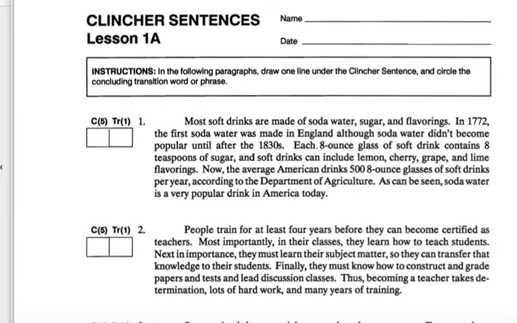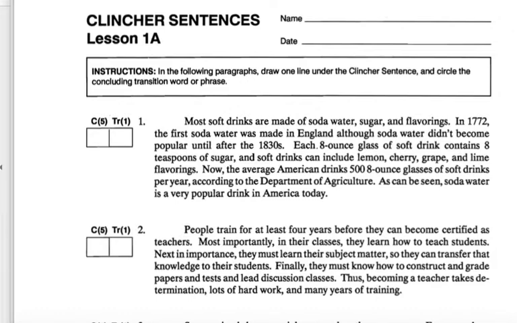Hi everyone. So today we're going to practice identifying the different types of clinchers. On Wednesday you have a video and some practice sheets where you can work to identify the different types of clincher sentences. Remember that there are three different types. You have general, cluing, and specific, similar to your general, cluing, and specific topic sentences.